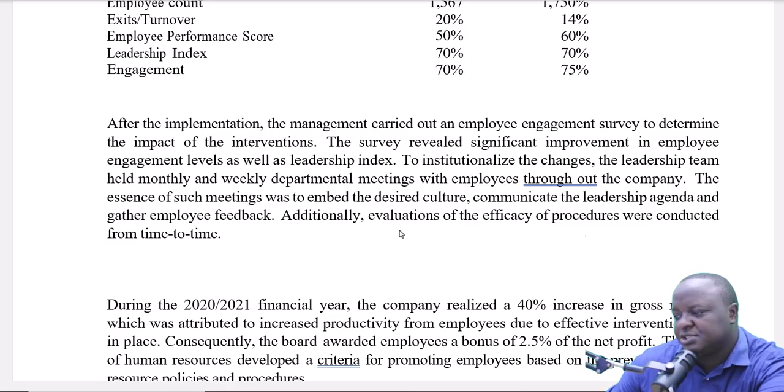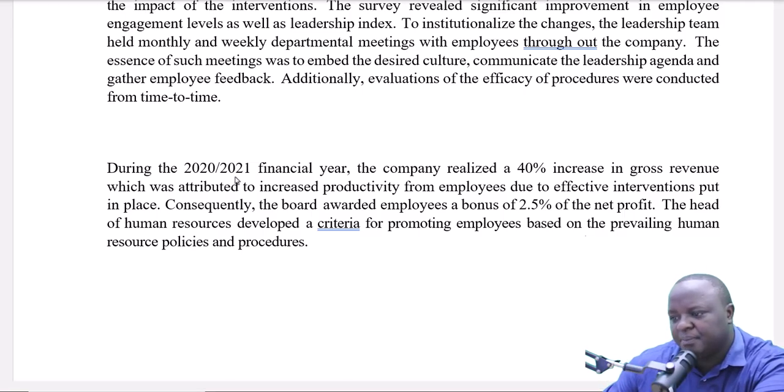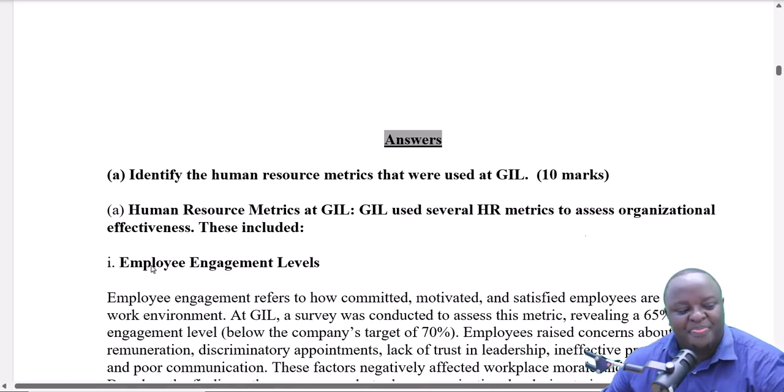Additionally, evaluations of the efficacy of procedures were conducted from time to time. Lastly, between 2020 and 2021 financial year, the company realized a 40% increase in gross revenue, which was attributed to increased productivity from employees due to effective intervention put in place. Consequently, the board awarded employees a bonus of 2.5% of the net profit. The head of human resource developed a criteria for promoting employees based on the prevailing human resource policies and procedures.